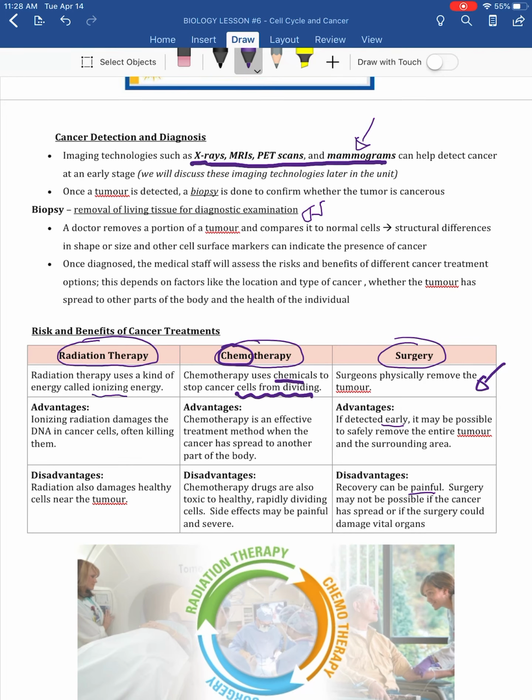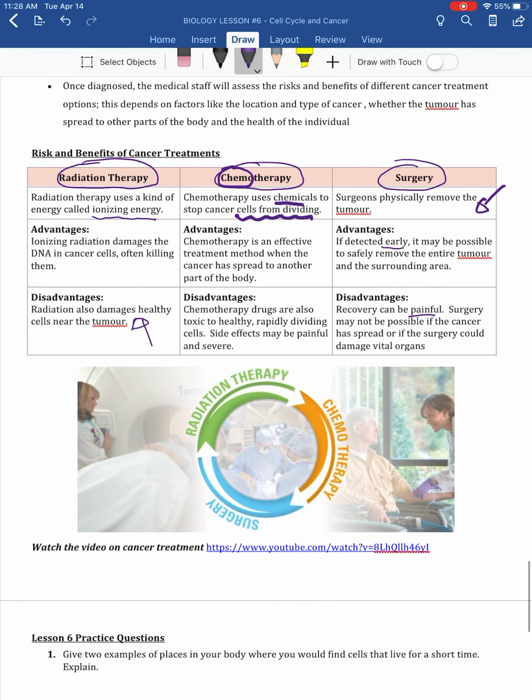Then, radiation therapy is ionizing energy. So a lot of times it's a laser that is directed directly at where the tumor is. So think of it like a directed missile towards that tumor. Okay? It's good because it'll pinpoint target the tumor, but it also damages healthy cells near the tumor. You can get radiation burns and things like that. So those are our cancer treatments that we have right now.